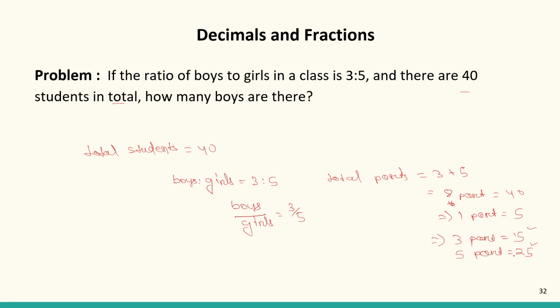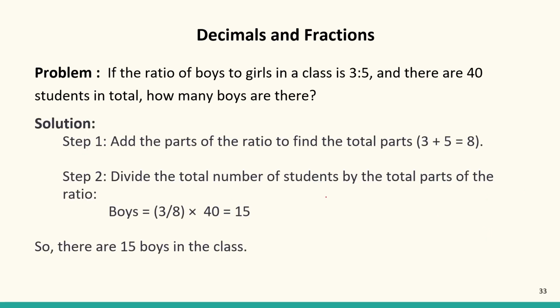These are the answers. So 15 will be the answer, as we are asked how many boys there are. Boys have 3 parts, so that is why 3 into 5 is equal to 15. Let's see the answer. Add the parts of the ratio to find the total parts. So we first added them and got 8. Then divide the total number of students by the total parts. What we got was 5 per part, so there are 15 boys in the class.